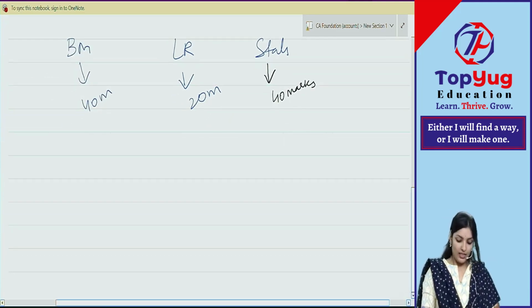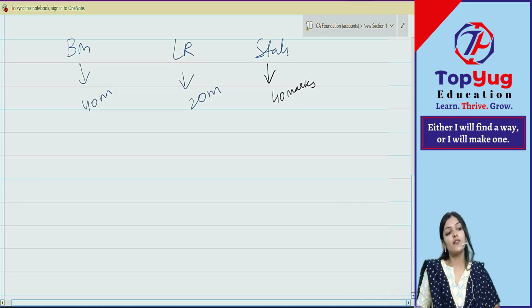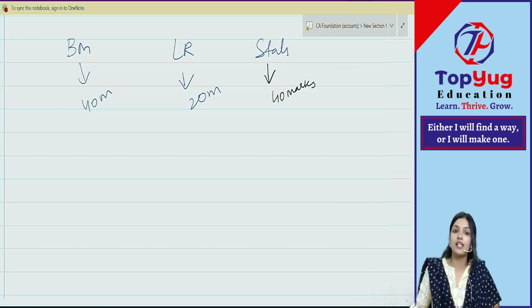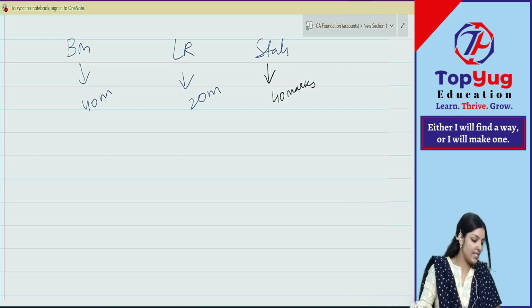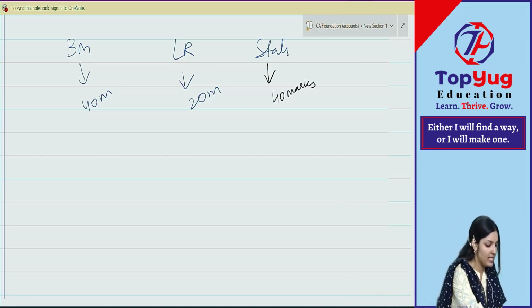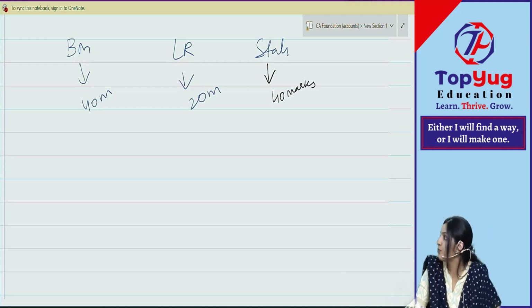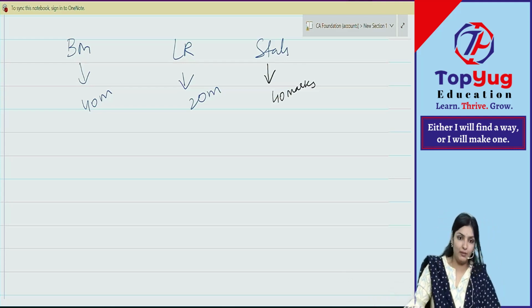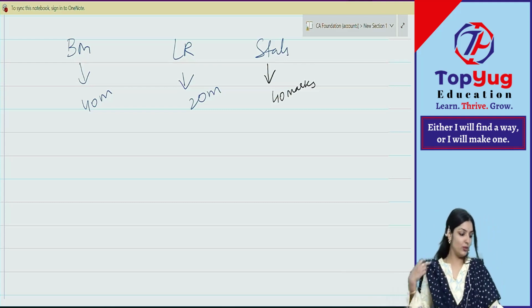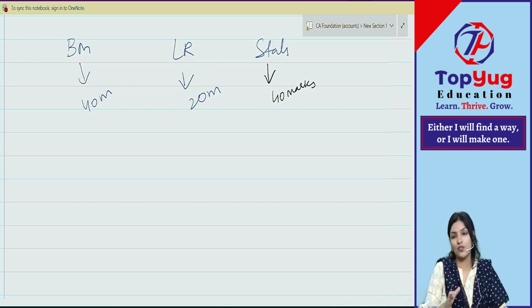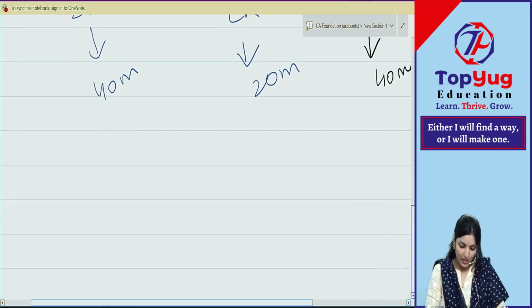Guys, BM you will have a set of 8 units. LR you will have a set of 4 units. And stats again you will have the similar one, a set of 6 units. Actually I have prepared that on my iPad, but unfortunately we cannot use it because of some technical issue, so I would be telling over here.